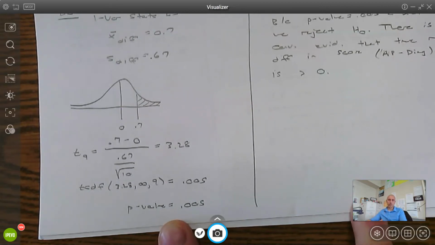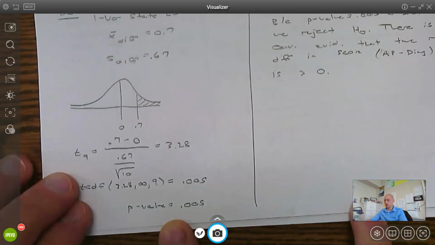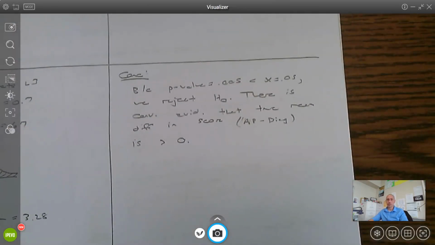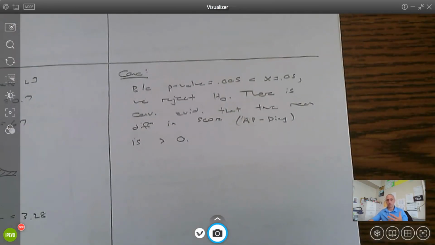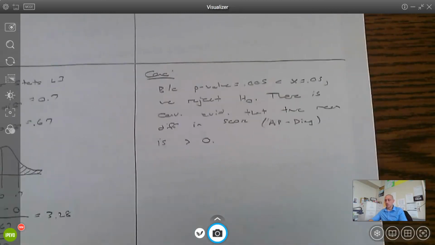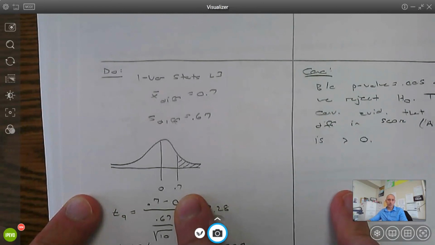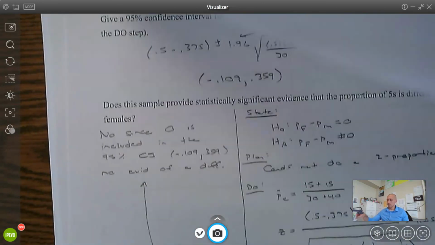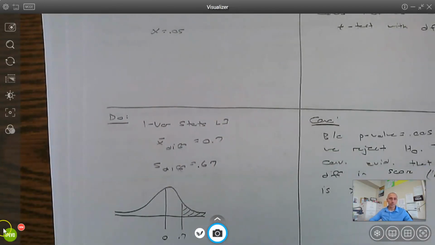That ties into the conclusion. That's less than 5% of the time. So we're going to reject the null. So we have convincing evidence that this true mean difference is greater than 0. Follow-up questions. What kind of error could you have made? A type 1 error. If you reject the null, that's a type 1. They could ask about the p-value in context as well. That's if the null is true. In this case, there's a 0.005 probability of getting a sample result of 0.7 or higher purely by chance. All right, that's it for chapter 9.